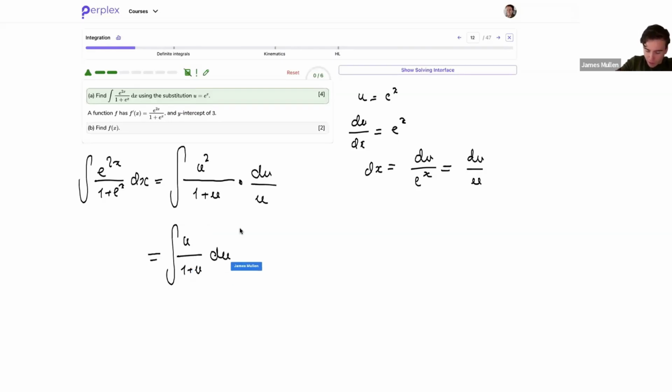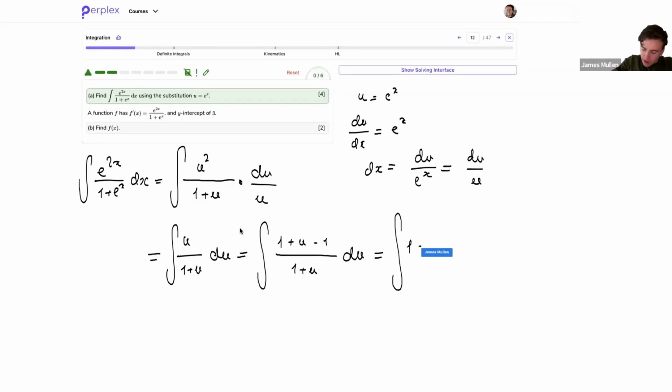Now, still a little bit tricky to solve. What I have to do here is say that this is going to be equal to the integral of, and this is a bit of a weird trick, 1 plus u minus 1 all over 1 plus u. And I do that because then I have one thing that is equal to the denominator, so I can just have that be 1. And then the other thing is going to be minus a constant divided by 1 plus u, which is going to be much easier to deal with. Okay, so then that becomes the integral of 1 minus 1 over 1 plus u du.